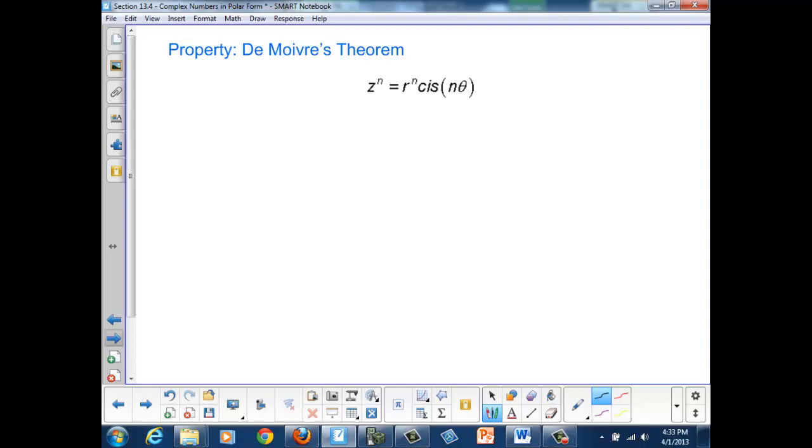We call this property de Moivre's theorem. He was the first to discover it and prove it. Now, the neat thing about this theorem is that it not only works for integer exponents, it also works for fractional exponents like 1/2. So I can actually find roots of complex numbers using this property. Let's see how that works.